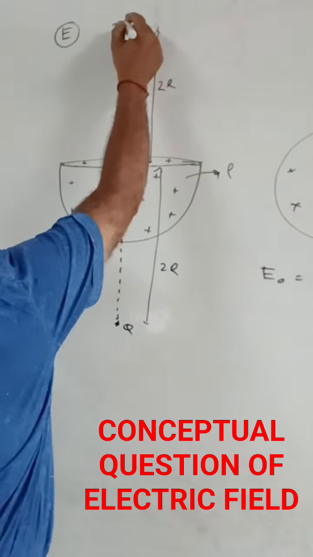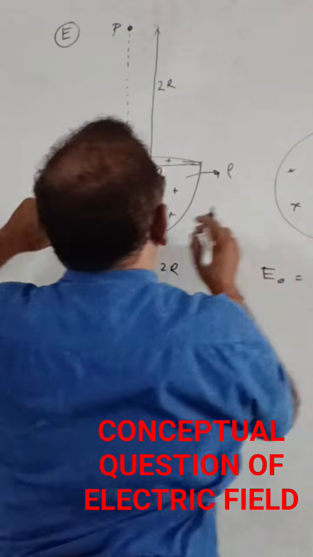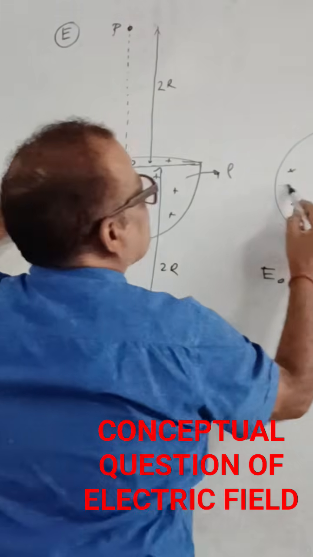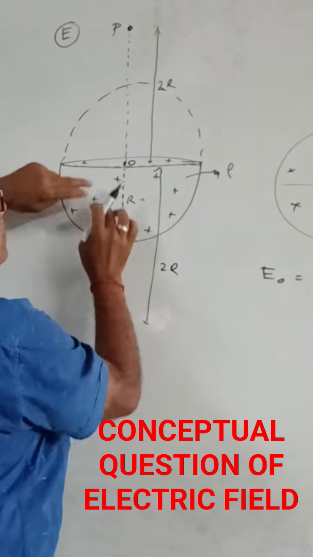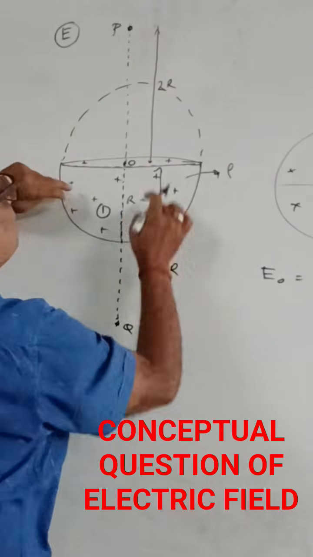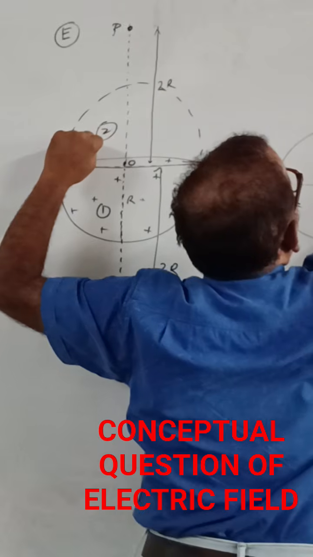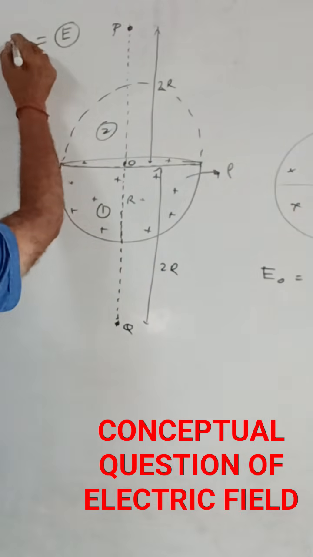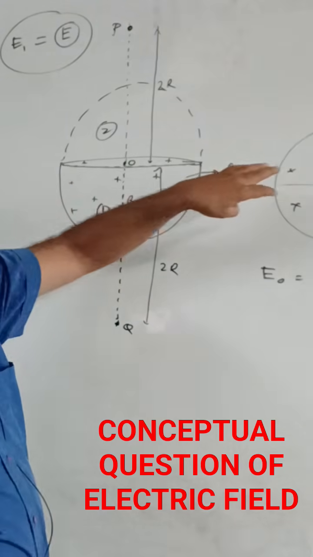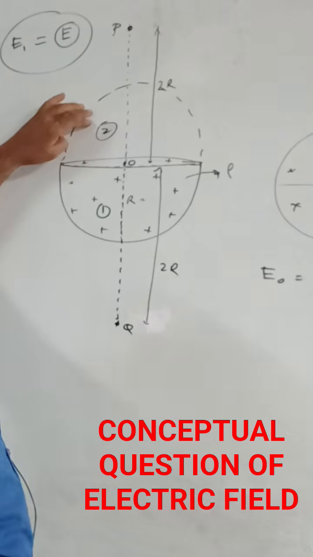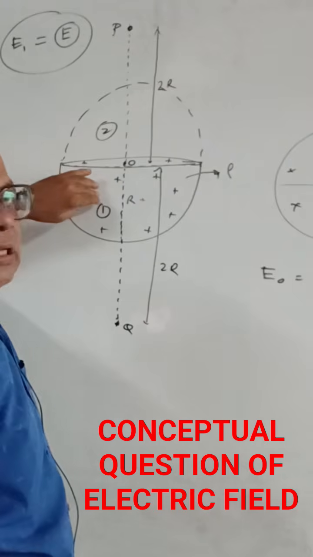So this electric field E naught will be the vector sum of the electric field due to this portion as well as another portion. The electric field due to this portion is taken as E1, and the electric field due to this portion is taken as E2. E1 is already given here. E1 is the electric field due to this lower half hemisphere, and we have taken a complete sphere, so for the upper hemisphere the electric field is taken as E2. So this complete electric field will be the vector sum of this plus this.